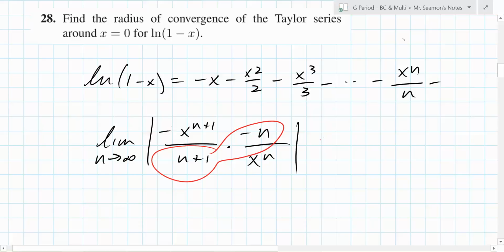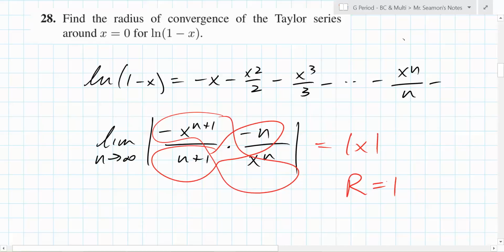What does this go to? That goes to 1. And then what does this go to right here? It goes to x. So that's where it comes from. So you know, therefore, what's the radius of convergence going to be? 1. Exactly. Now, does it ask you to actually find the interval of convergence? No, it just asks you for the radius. You don't have to test the endpoints on this.